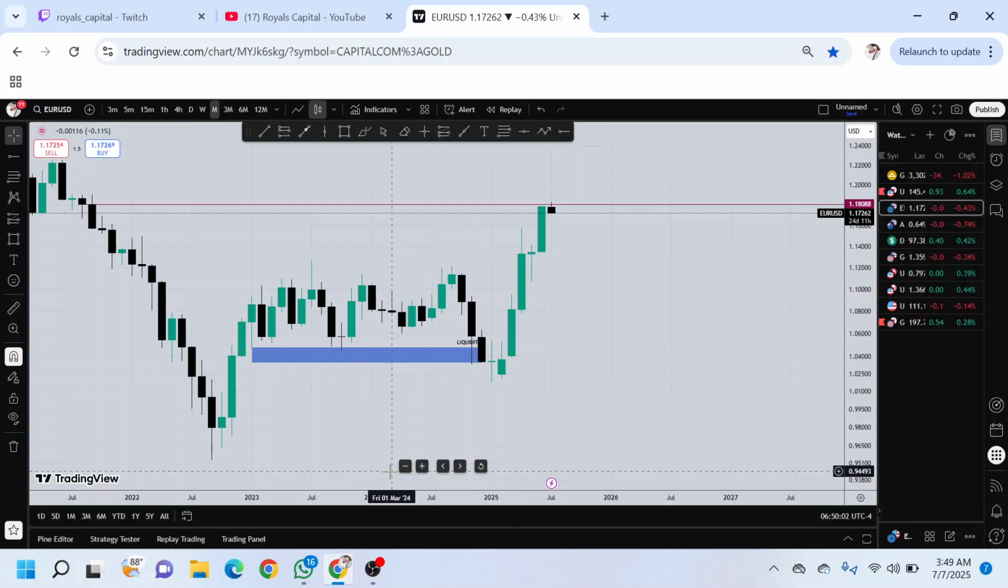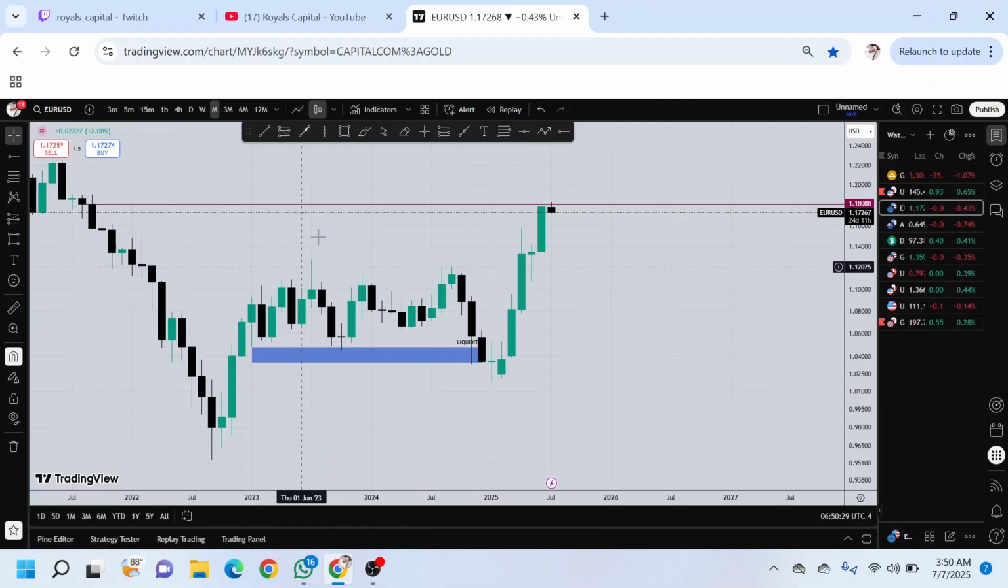What does ICT call this? Power of three. That's what it is called, the power of three. This consolidation you guys are seeing here is called accumulation. Then this move to the opposite direction is called manipulation. And then the instant rejection is called distribution.